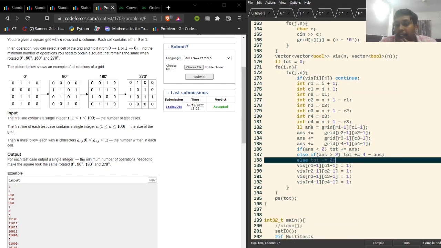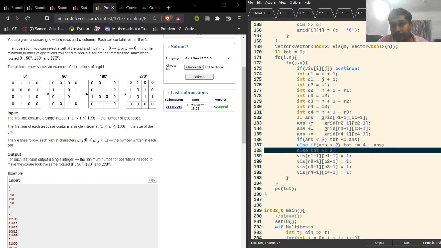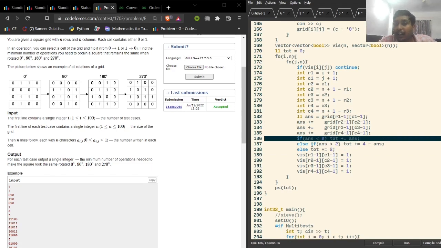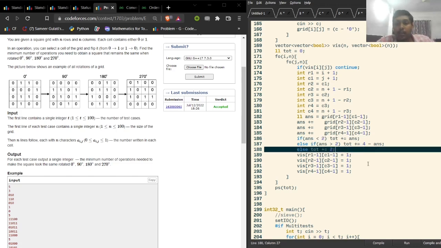Now I just want to see if there are more zeros or more ones. If there are more ones, we will convert the zeros into ones, and if there are more zeros, we will convert the ones into zeros. So I just compute all of these, and if the answer is less than 2, that means that there are more zeros than ones. So we will convert the ones into zeros, and we know how many ones we have to count. That is equal to answer.